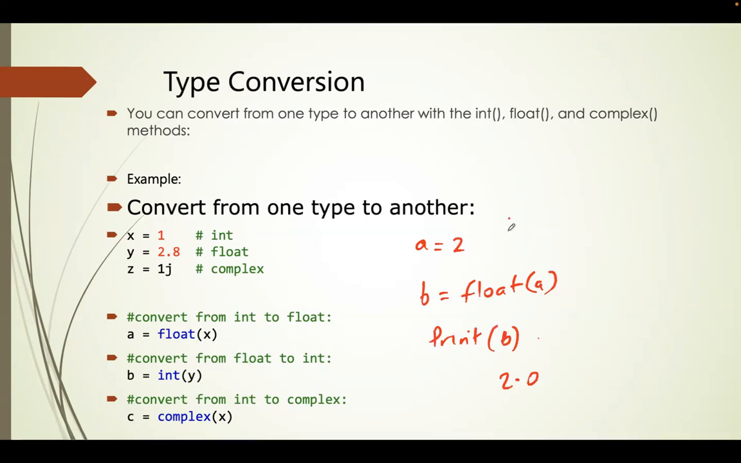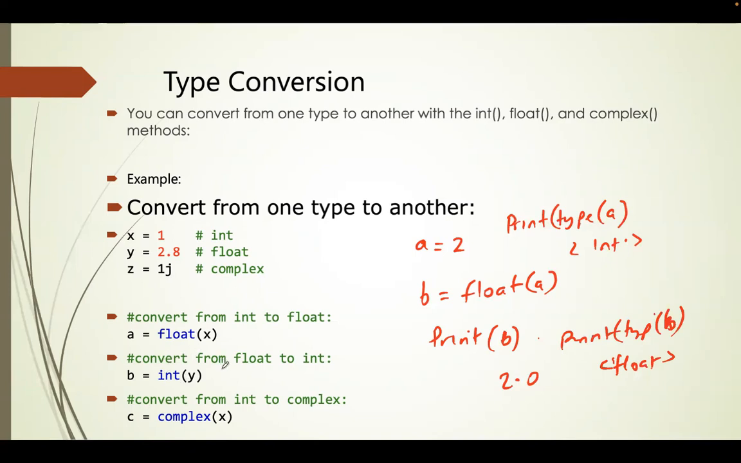So if I say print type A, it's gonna tell me int. If I say print type B, it's gonna tell me what? Float. So this is exactly what I was trying to explain to you. So it's gonna tell me float.